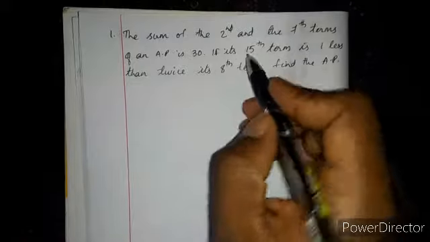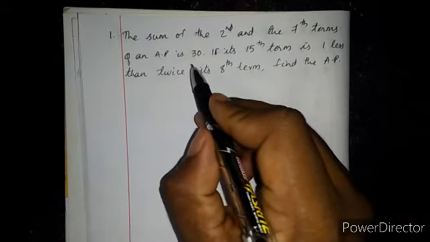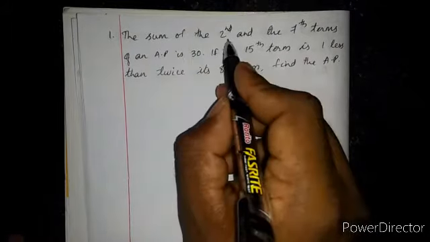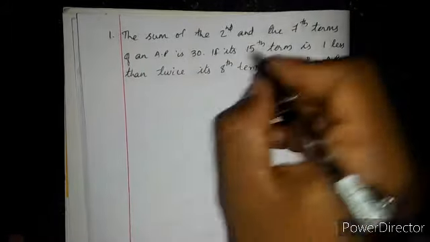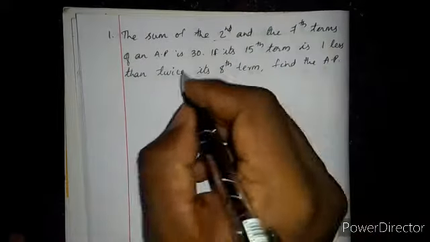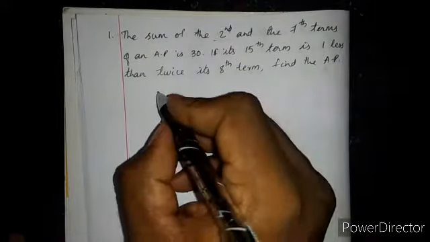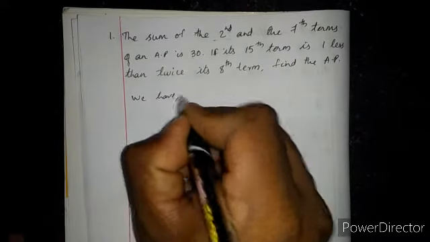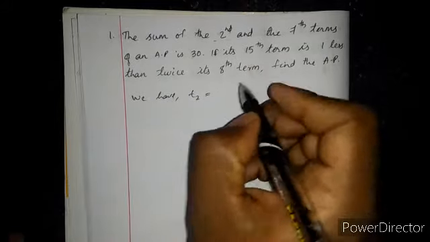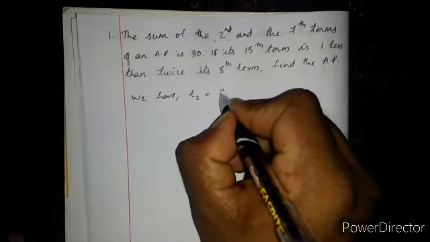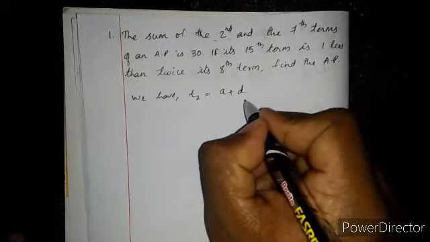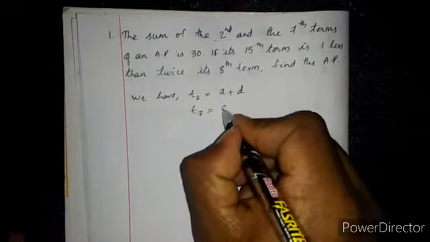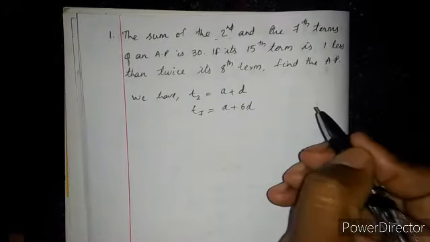The sum of the second and the seventh terms of an AP is 30. That is the first detail which is given. What is it? The sum of the second term and seventh term. So, let us come to that given data. Second term, seventh term. What is the equation for the second term and seventh term? We have T2 is equal to, means second term is equal to A plus D, right? Seventh term T7 is equal to A plus 6D.